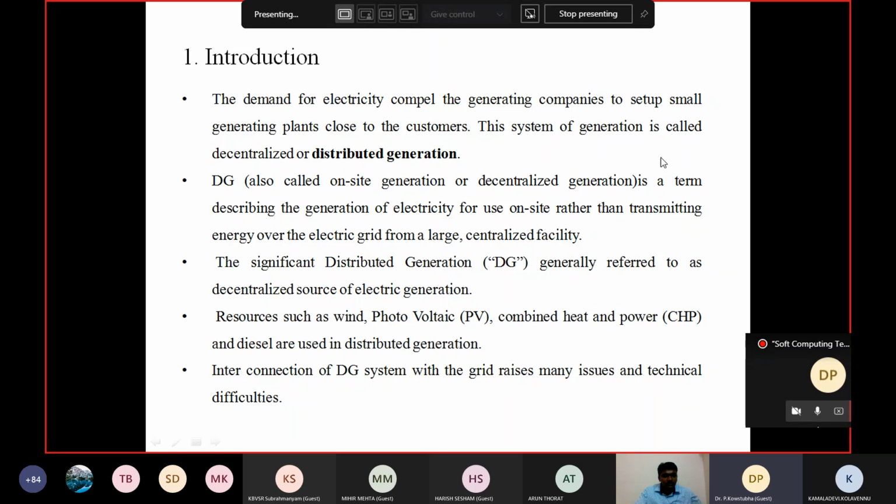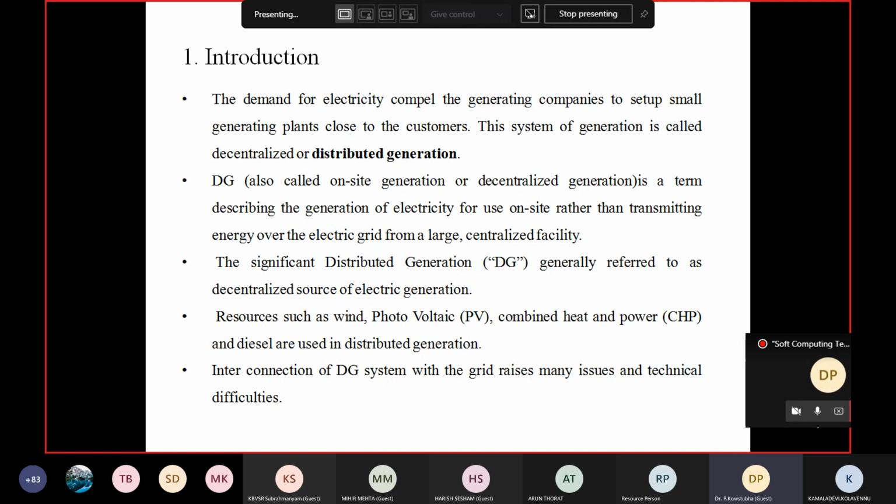This system of generation is called decentralized or distributed generation. Distributed generation is also known as decentralized, not centralized. It is a decentralized power generation, on-site generation, not from transmitted energy. It is on site, at that place itself, it generates electricity. On-site generation or decentralized generation is a term describing the generation of electricity for use on site rather than transmitting energy on the electric grid from a large centralized facility. Distributed generation is generally referred to as a decentralized source of electric generation.